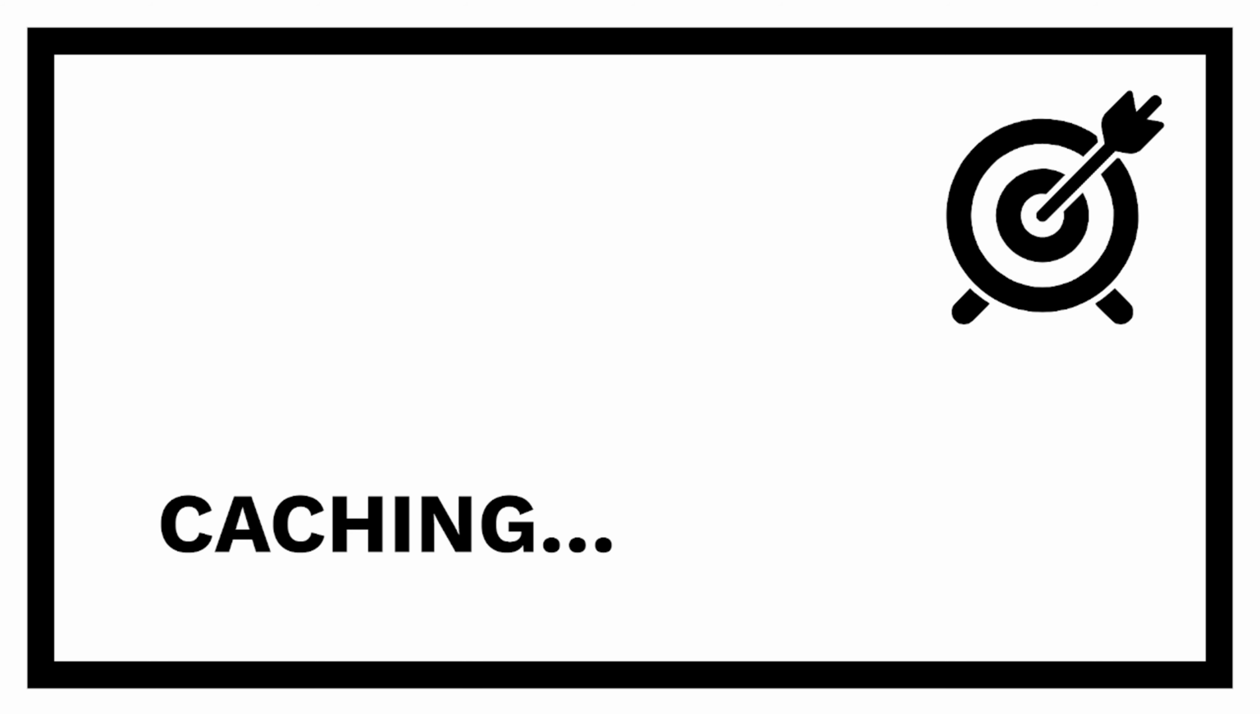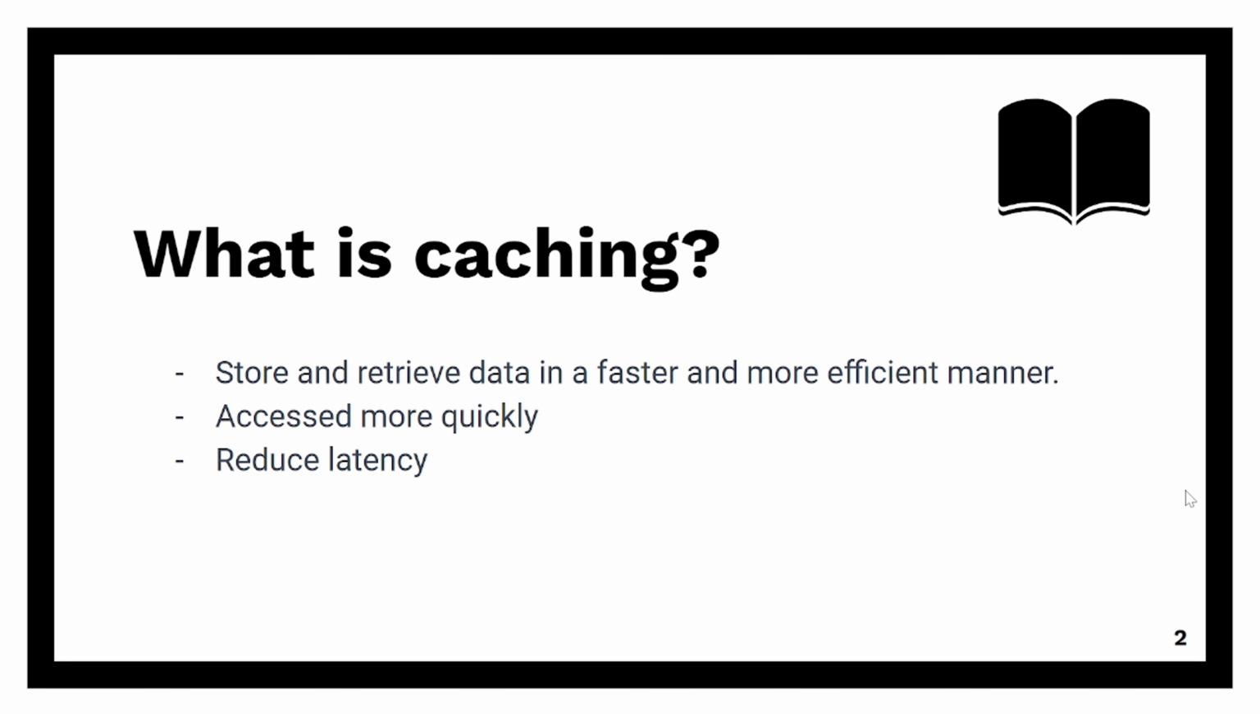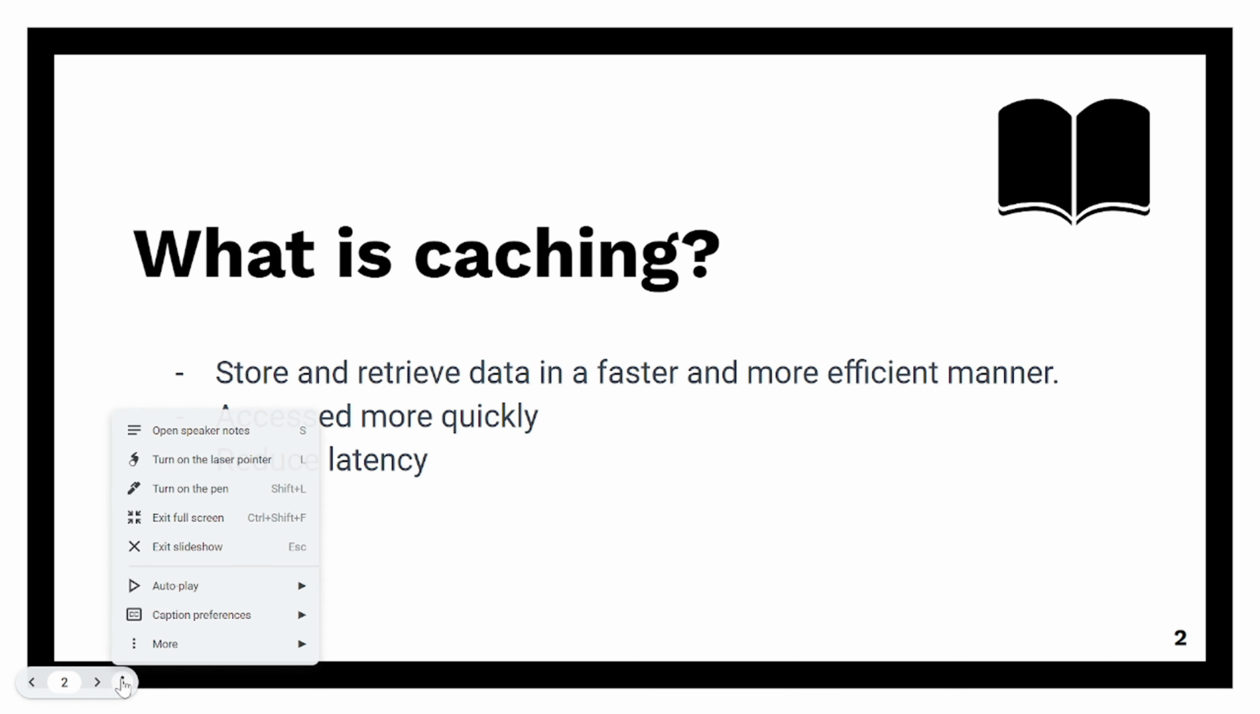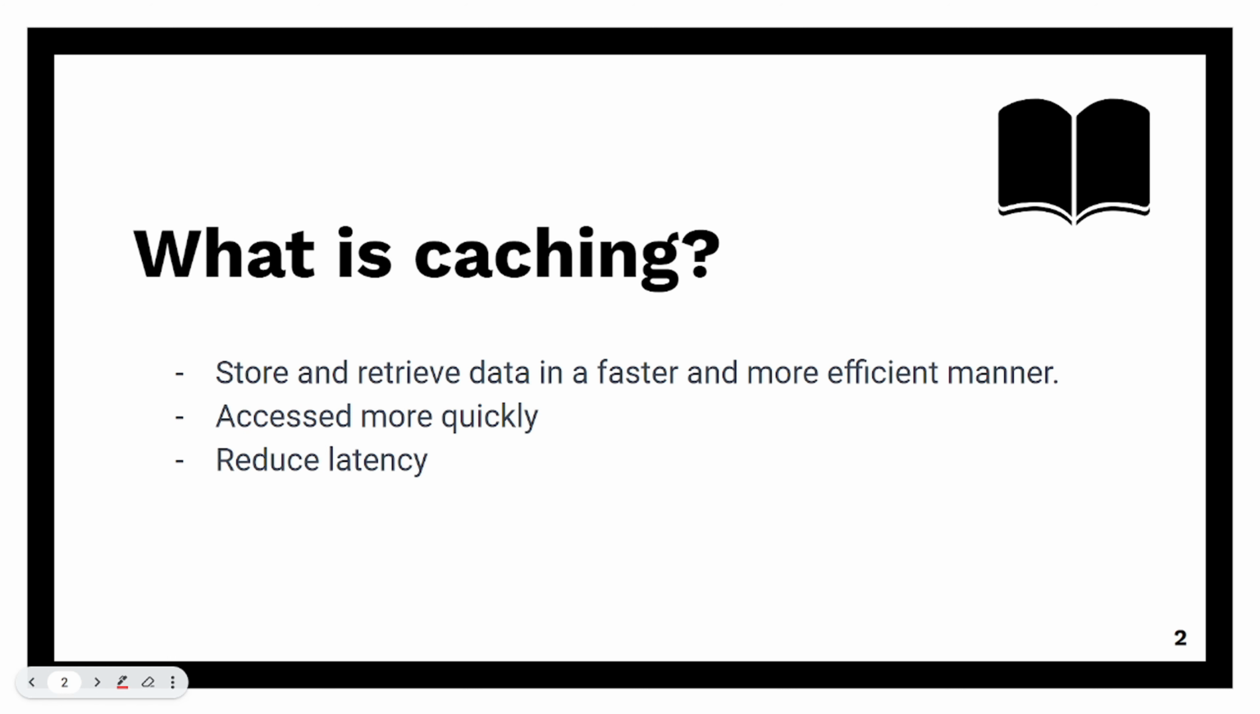In this video, we are gonna see caching. So this will be an introductory video where we will see what is caching, why caching is important, and some of the real life examples where you encounter caching. So first of all, let's see what actually is caching. Caching is basically a technique used in computing to store and retrieve data in a faster and more efficient manner.